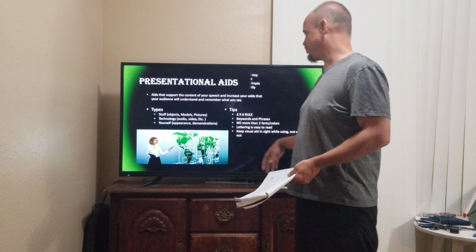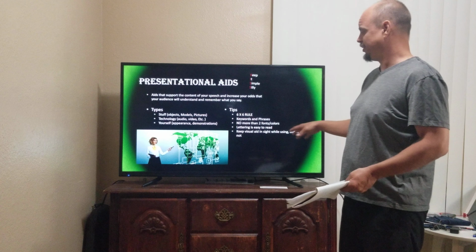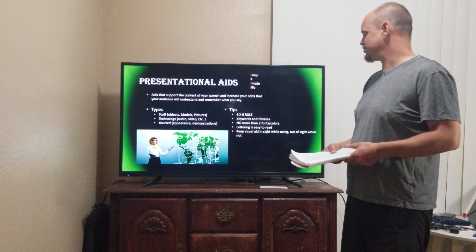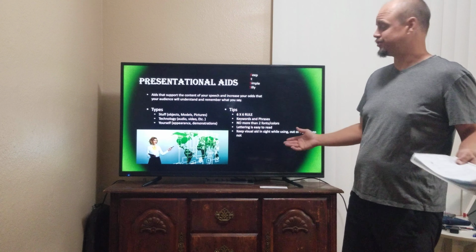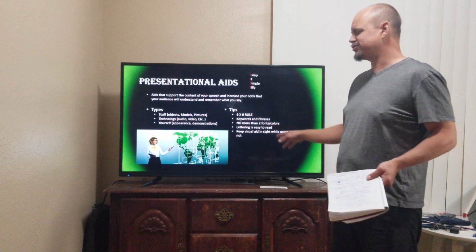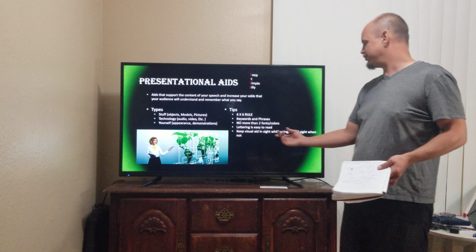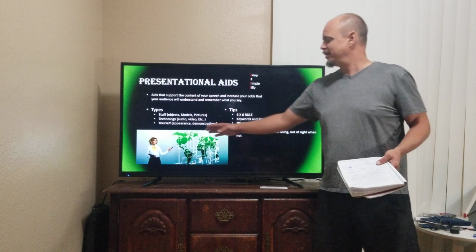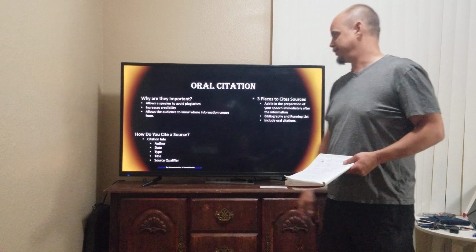Now, the tips when you're trying to do something simplified: the 6x6 rule to keep it simple. Keywords and phrases and no more than 2 fonts or colors. No lettering that is too hard to read, and keep the visual aids in sight while using them, and out of sight when not, as it's over here in the corner, like you can see.